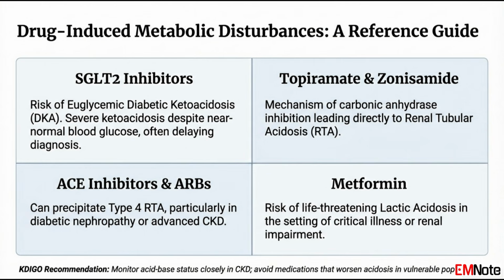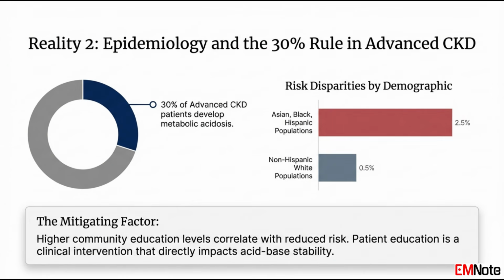Okay, so we've covered the drug risks. Let's look at the patients themselves, specifically those with advanced chronic kidney disease. What's the statistical probability of metabolic acidosis in that group? It's high. It's really high. Approximately 30% of patients with advanced chronic kidney disease will develop metabolic acidosis. 30%? That's almost 1 in 3. Why does that happen? It's essentially a mechanical problem. As the glomerular filtration rate declines, the kidneys just lose capacity. They can't handle the net acid excretion anymore. And they can't make bicarbonate. They lose their ability to generate new bicarbonate.